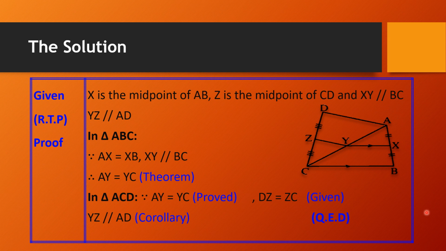In the triangle ABC, since AX equal XB and XY parallel to BC, then AY equal YC. Theorem. In the other triangle ACD, since AY equal YC, proved before, and DZ equal ZC, given, then YZ parallel to AD. Corollary.